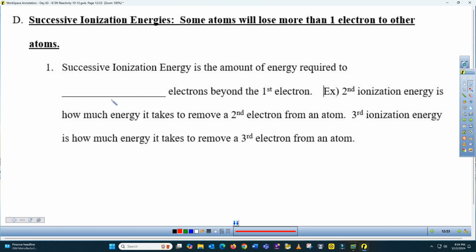All right, so successive ionization energies. This is how much energy it takes to steal additional electrons beyond that first electron. So those numbers I just showed you on the previous slide, I'm sorry, I'm having a real hard time writing here. This is taking all my skill and focus.